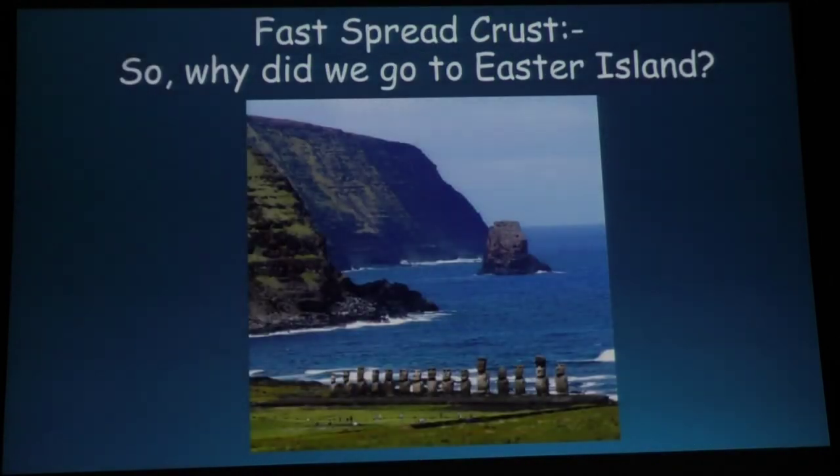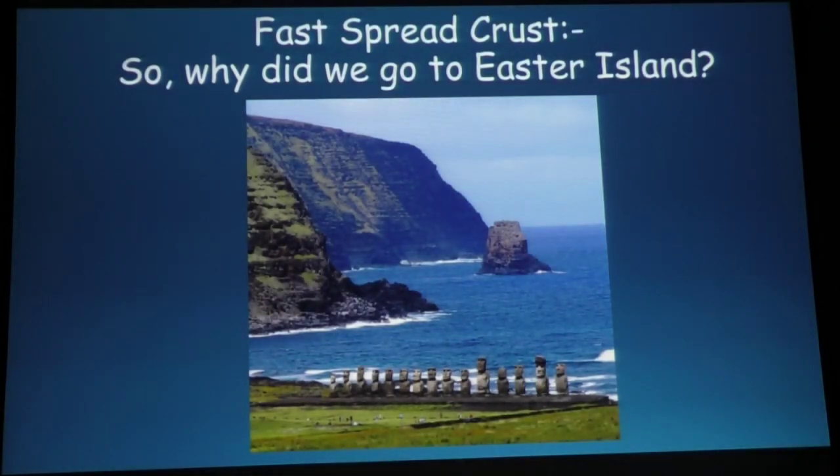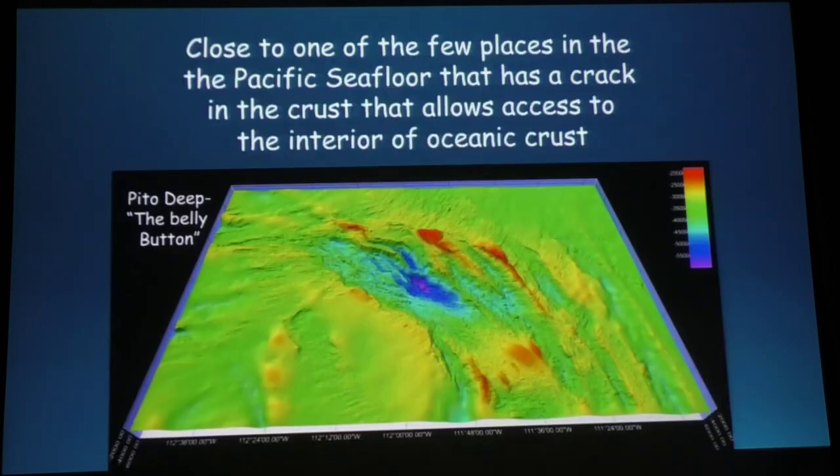Okay, enough of slow spreading ridges. Let's quickly go to the cruise that some of you might have heard us broadcast from, which was a year and a half ago. We were lucky enough to go to Easter Island, and now we're going to look at fast spread crust. So why did we go out to Easter Island? We went to Easter Island because it was near this place, which is called Pedo Deep, which is another big hole in the oceans.